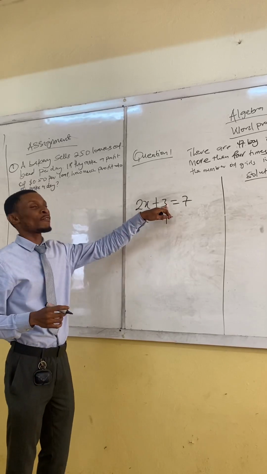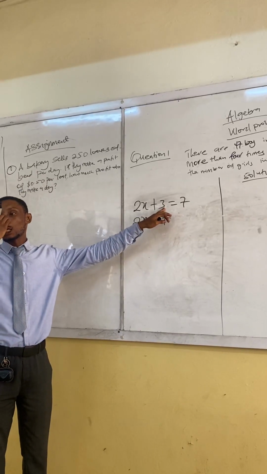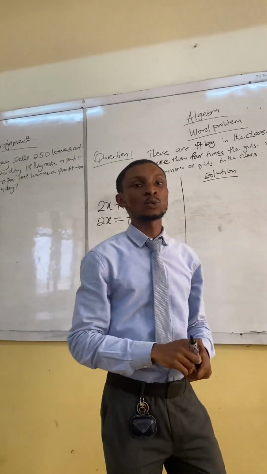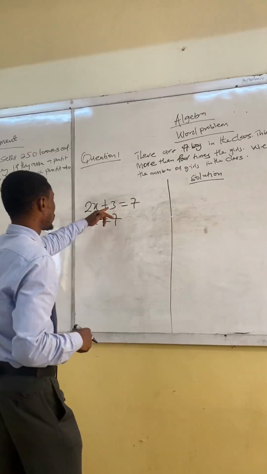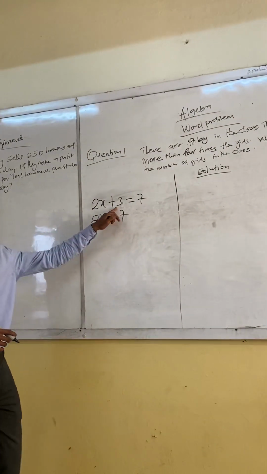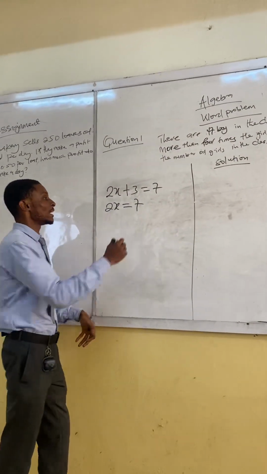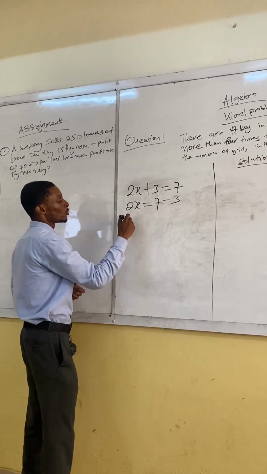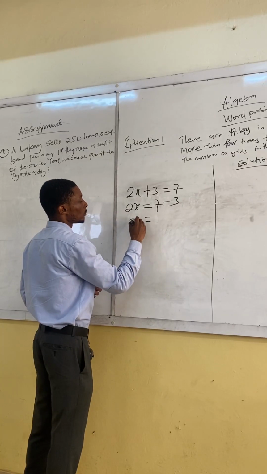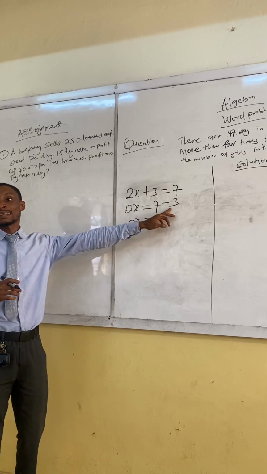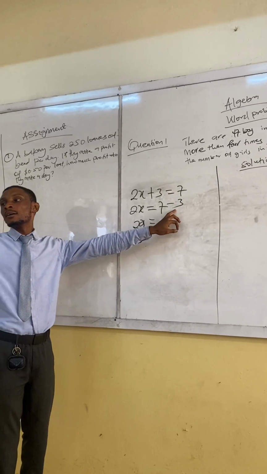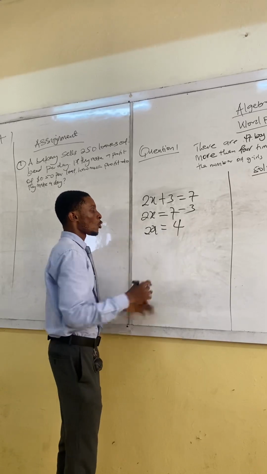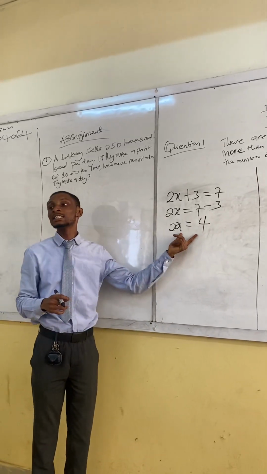And whenever a positive number crosses an equal sign, what are you going to get? Janet, yes, we are going to get what? A negative number. So we have positive 3 here. So when it crosses the equal sign, you get what? Negative 3. So we will continue with that. So we have 2x is equal to, when you subtract 3 from 7, what are you going to get? Jacob, yes, we are going to get what? 4.